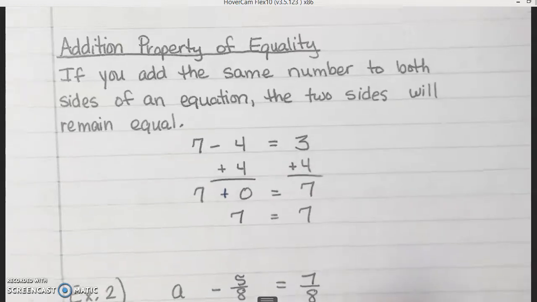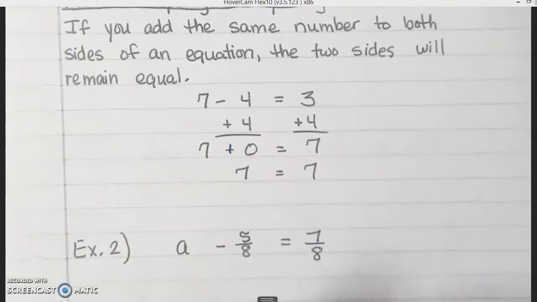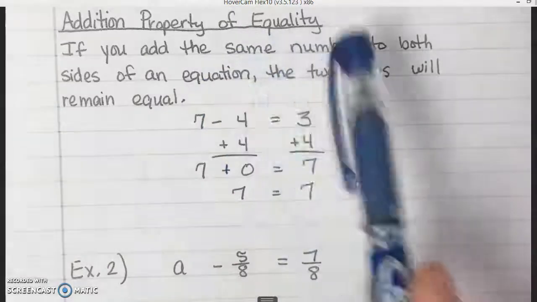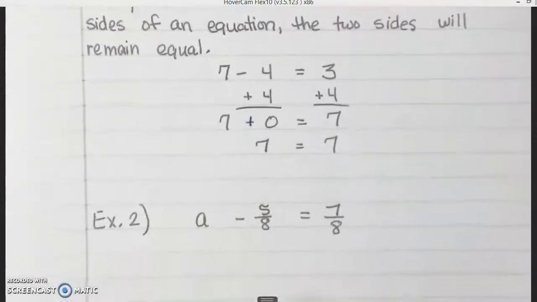Okay, so let's look at example 2. Does everybody have this part up here written down, the words? All right, I'm going to go ahead and move that up a little higher.